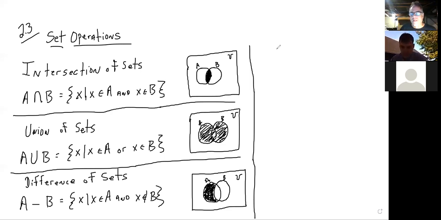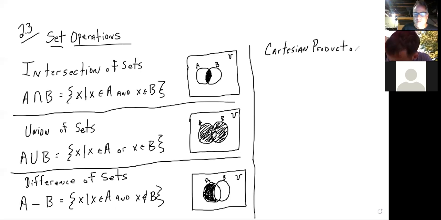Okay. Next set, I can't use a Venn diagram to represent, though, but this is going to be an important set. Now, officially, it is known as the Cartesian product of sets.